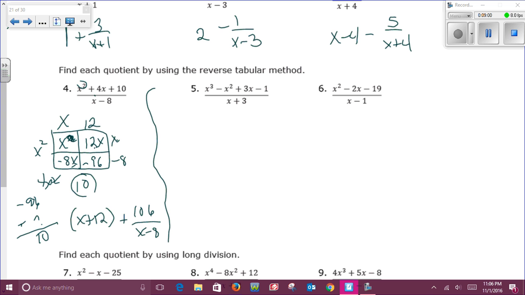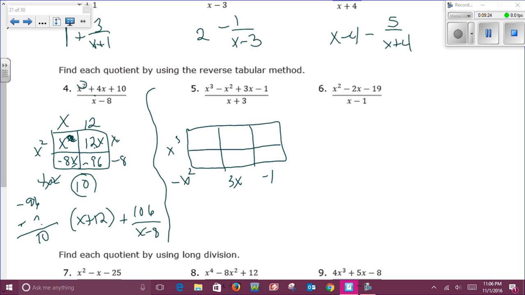All right, next problem. I have a 3 and a 1, that gives me 2, and then I have to add 1 to that, so I have 3 columns, and then I'm going to have 2 rows. I do not like the reverse tabular method as much when we have remainders. So this is x cubed, this is minus x squared, this is 3x, this is negative 1, and it was x plus 3. Got to start up here.